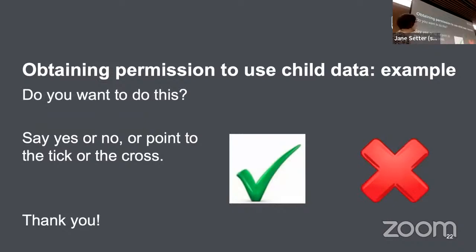So do you want to do this? And then the child can say yes or no, or they can point if they want to the yes, the tick, or the no, the cross. We've never had one point to the cross, I have to say. We haven't had any child that said they won't do it. And I don't know if that's because genuinely they're not pointing at the cross or because they feel they have to, I don't know. But we haven't had anyone who's actually pointed at the cross or said no or refused. And then we have thanked them for doing that.